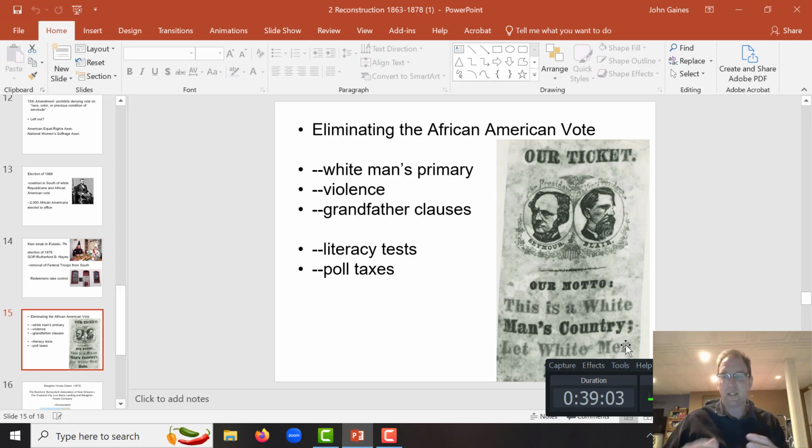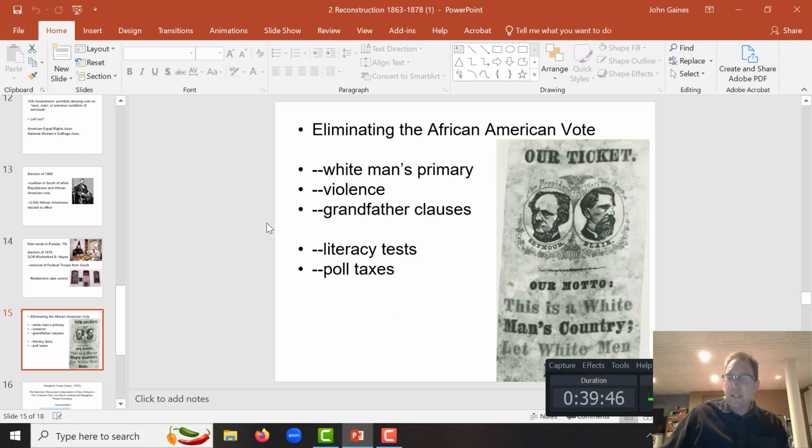So you'll see some slogans like that pop up: this is a white man's country, let white men rule, sort of thing. The white elite are reaching out to the poor people who can't come up with a poll tax. Look, yeah, we may have super huge economic differences, but there's this commonality that both parties are white, and so they really try to reinforce that white commonality between the two groups.